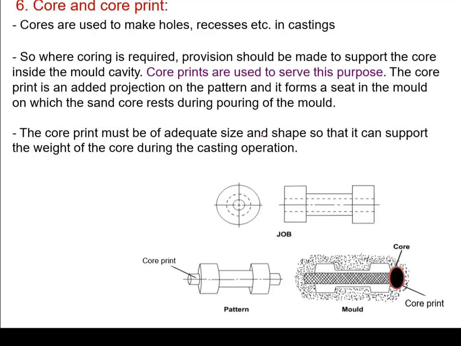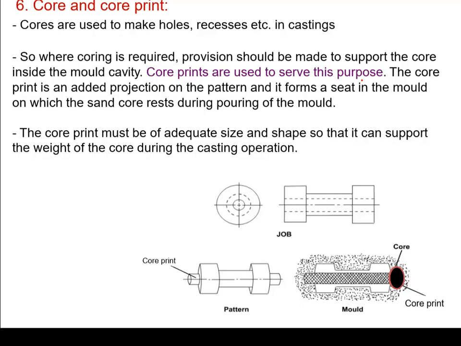Next is the core and core prints. Cores are used to make holes, recesses, etc. in casting. So where coring is required, the provision should be made to support the core inside the mold cavity. We have studied what a core is, and the core prints are used to serve these purposes.